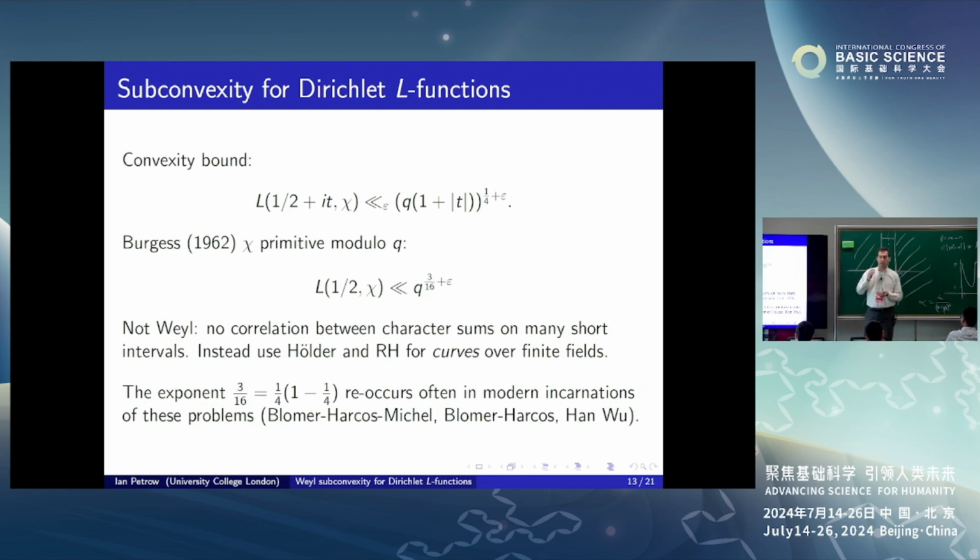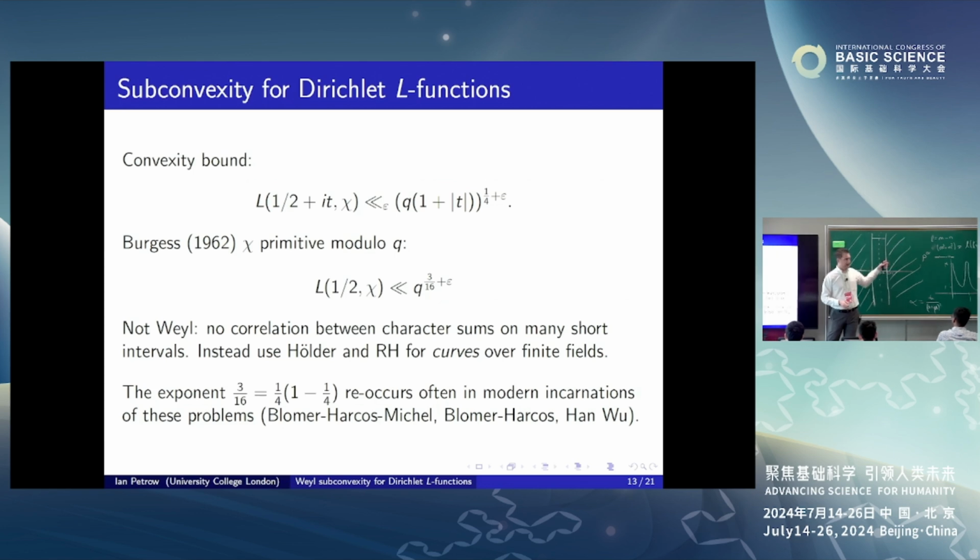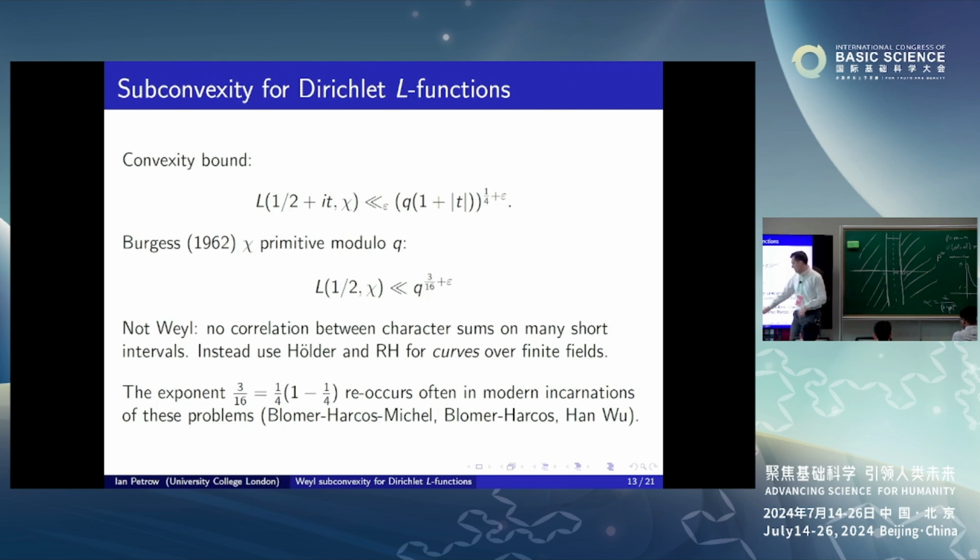There's actually some way you can mimic this in the depth aspect, which would be Dirichlet characters mod P to the alpha with alpha going to infinity and P fixed. But I'm mostly interested in alpha equal to 1 and the prime going to infinity. So there's a different argument. You can use Hölder's inequality and the Riemann hypothesis for curves over finite fields to get some sort of bound, but it's not as good as the Weyl bound.